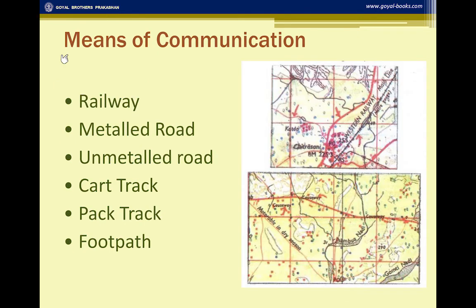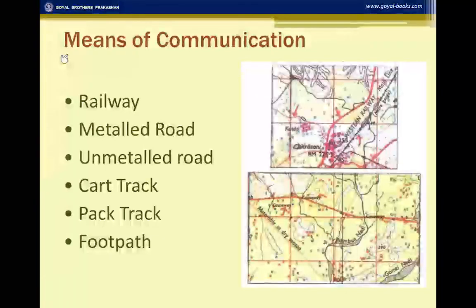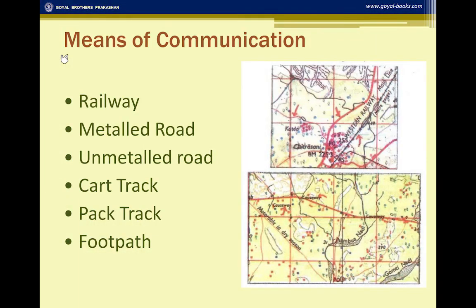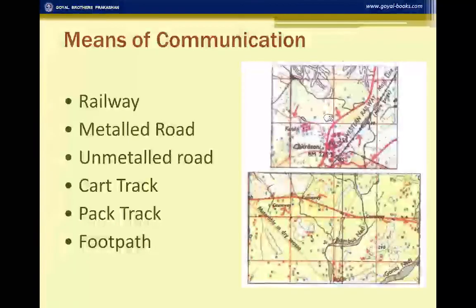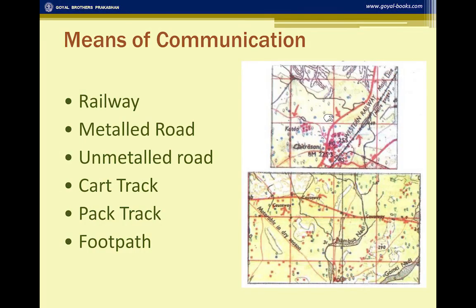Means of communication, as I said, are shown in various ways on the survey sheet. In this case, the Western Railway is shown in the corner of the map, showing that people can travel by train. There is a metal road joining different places in the survey sheet. It shows the area is progressive and well connected with different towns. So trade is promoted.